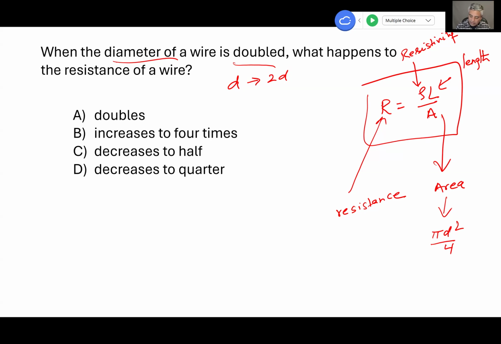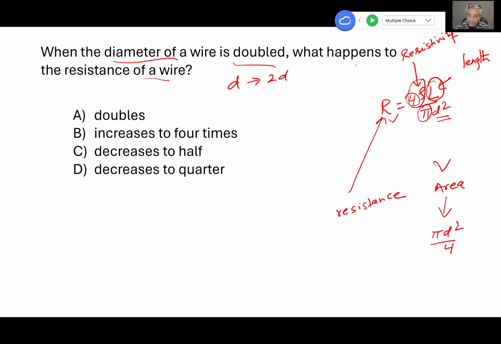So area is in the denominator. It's like saying, okay, I have pi d square and 4 is in the denominator. So it's in the formula. This constant does not change. Resistivity for a given material does not change. Here, this is just a wire and its length is not being changed, so that does not change. Pi does not change. So that means resistance simply depends on diameter.